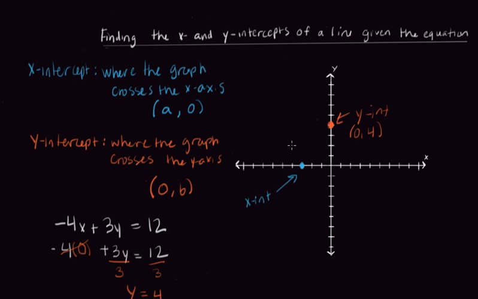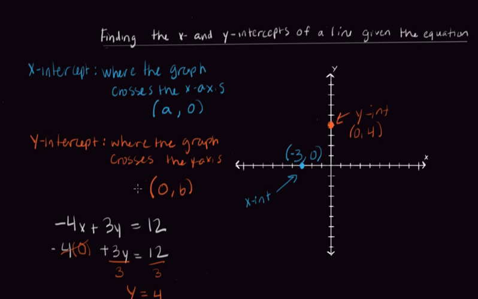So here our x-intercept is negative 3, comma 0. And that's how we find the x and y-intercepts using the equation.